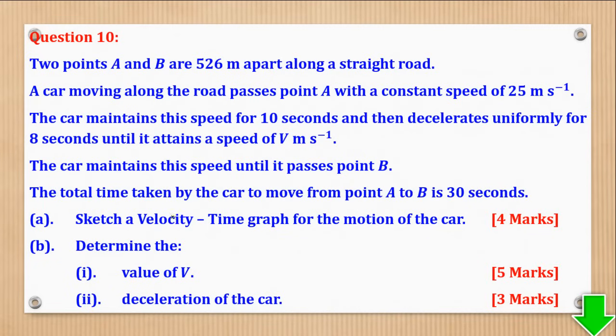So we need a velocity time graph. So the first motion was about, let me see. Okay, there was just one car, and it first maintains a speed, that is a constant velocity. Then it decelerates. Then it again maintains a speed until it reaches point B. So that's the shape of the graph. Okay, now let's draw it.